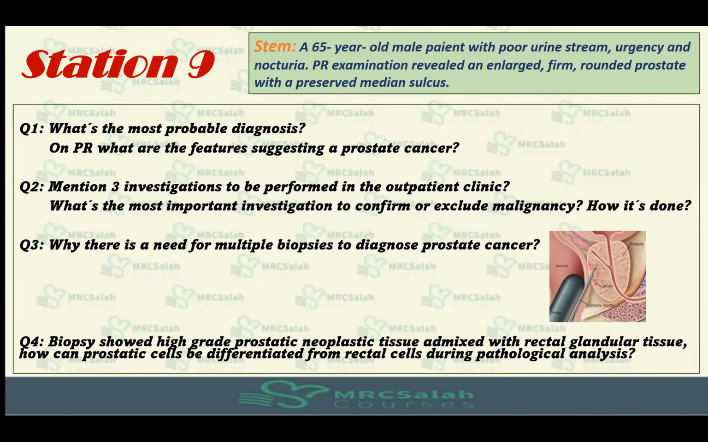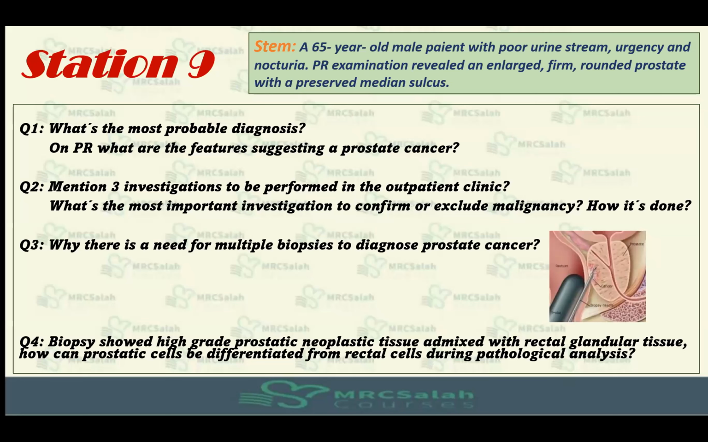Okay, the biopsy showed high-grade prostatic neoplastic tissue admixed with rectal glandular tissue. How can prostatic cells be differentiated from rectal cells during pathological analysis? Through immunohistochemistry for prostate specific antigen and carcinoembryonic antigen. In case of rectal cells, it will be negative for PSA and positive for CEA.